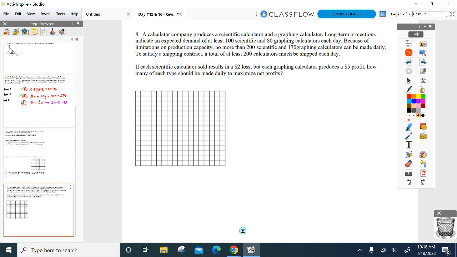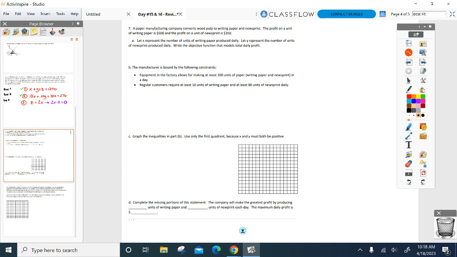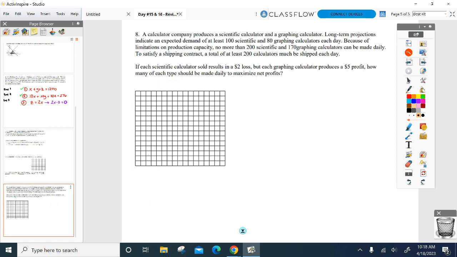At the end of your test tomorrow, you will have a maximization problem. You guys did number 7 yesterday. Oh, but 7 was nicely broken down into beautiful parts for you. Not tomorrow, and not number 8. It's all going to be jammed into one paragraph.